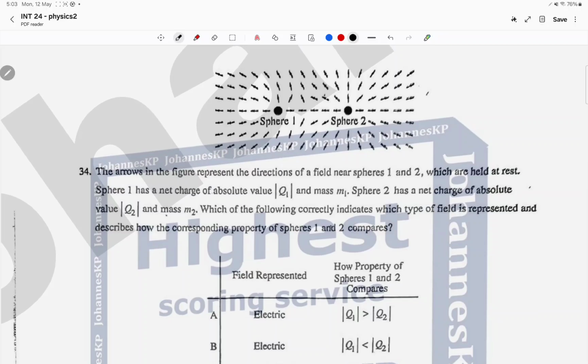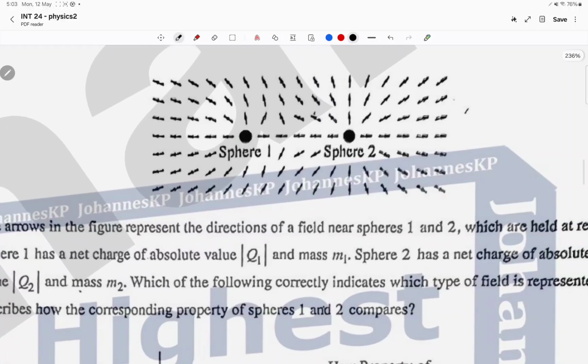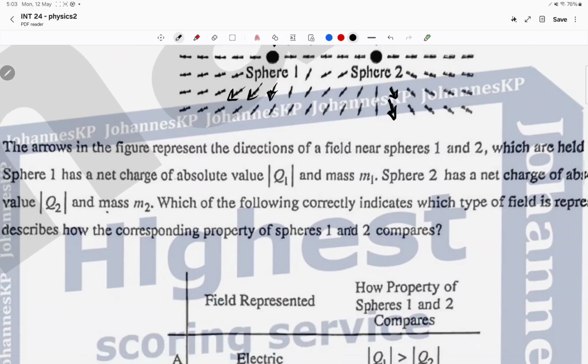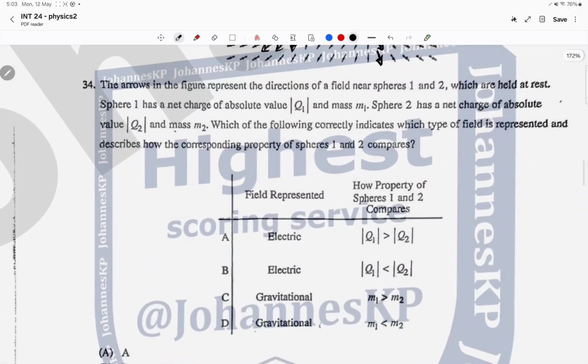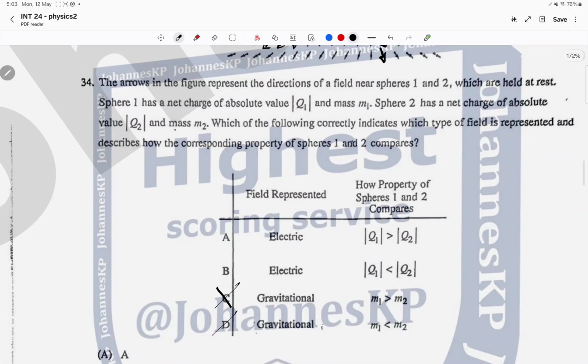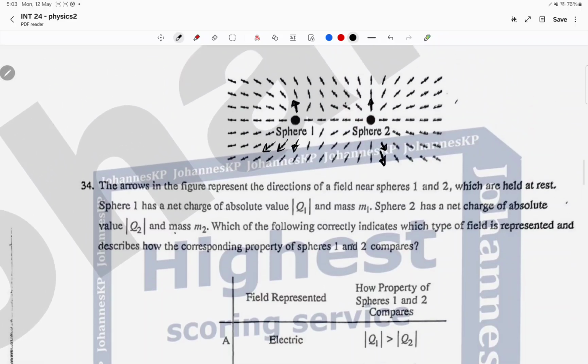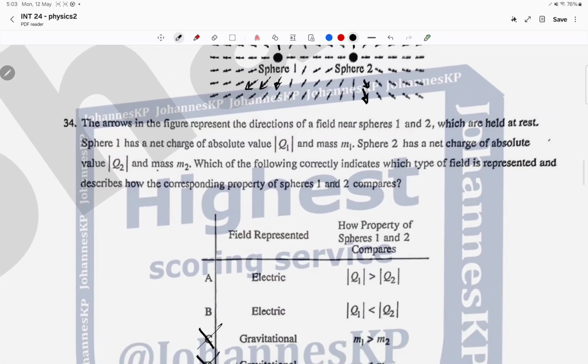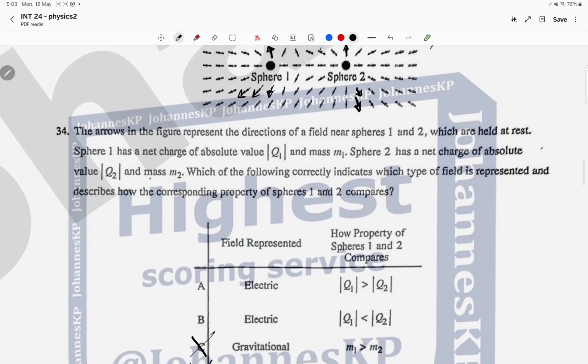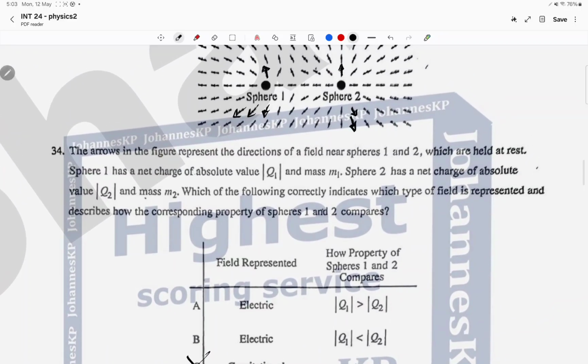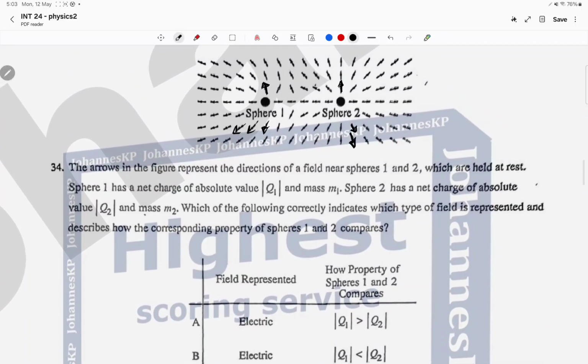I have a hard time reading this one, the figure is a bit messed up, but I think the arrows are going out, right? For both of them. If the arrows are going out, it has to be electric field, not gravitational field. So it has to be electric. So it's not C and it's not D. Sphere 1 has Q1? Yeah, of course.